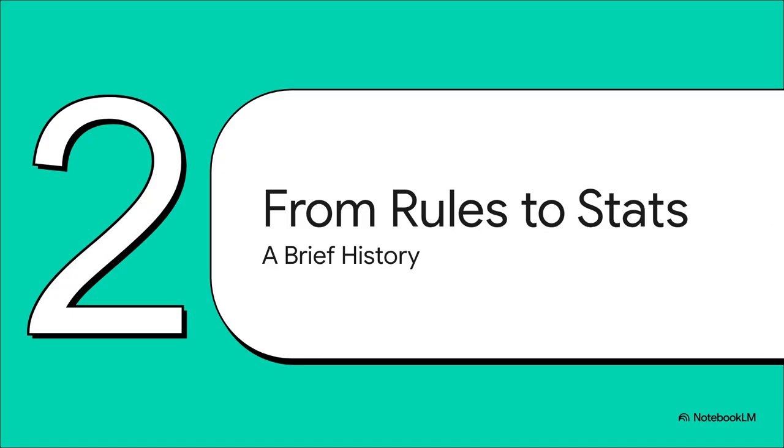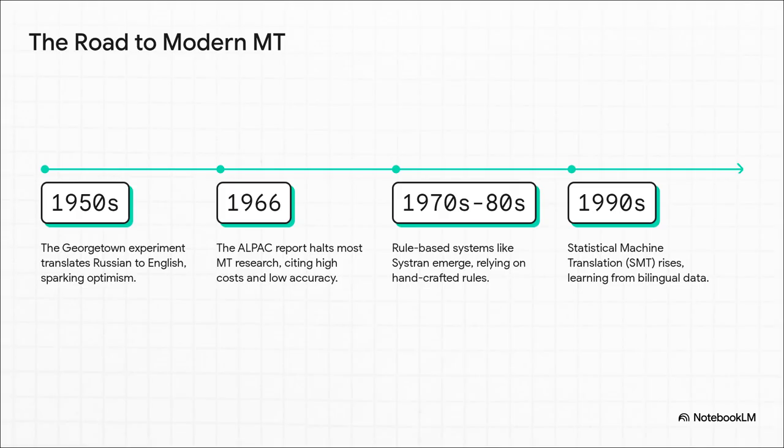So, when the early pioneers of AI first took a crack at this, what was their big idea? Well, their first approach was all about rules, and I mean tons and tons of handcrafted rules. You know, the history here is a real roller coaster. Back in the 50s, everyone was super optimistic, but then this big report came out in 1966 that just slammed the whole field. It basically said machine translation was too slow, too inaccurate, and way too expensive. And that killed most of the research for over a decade.